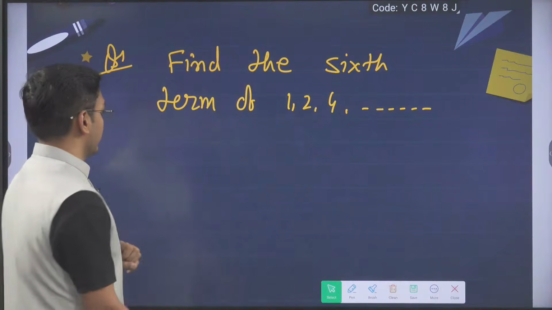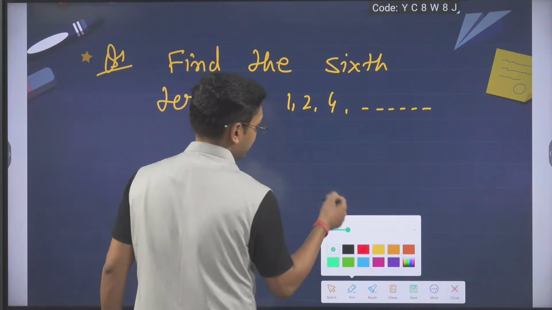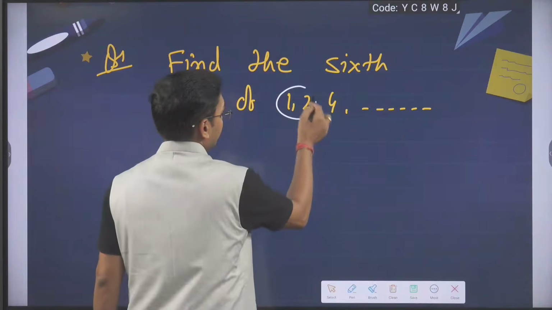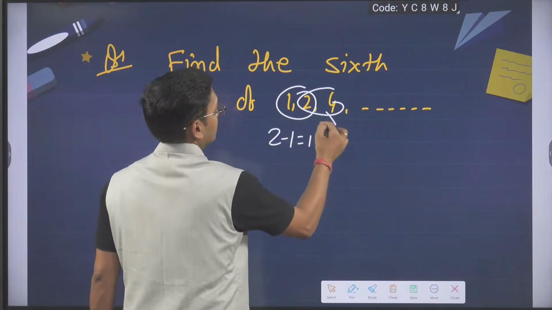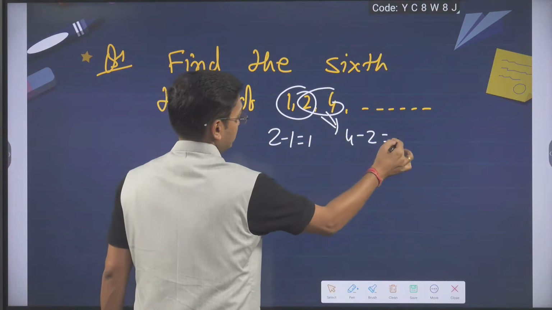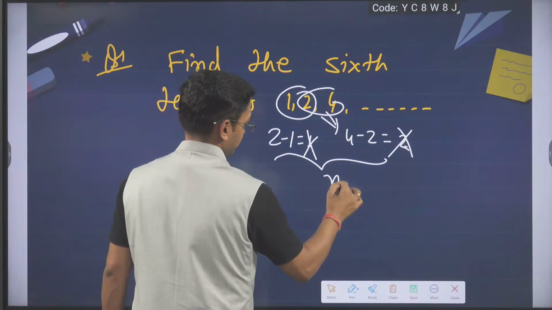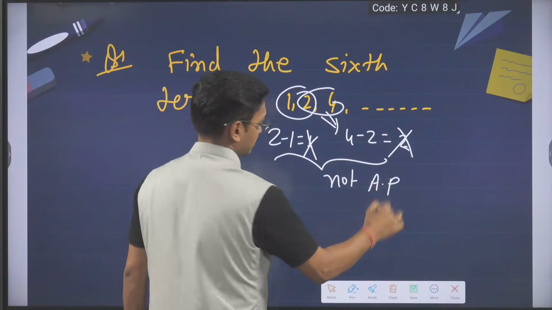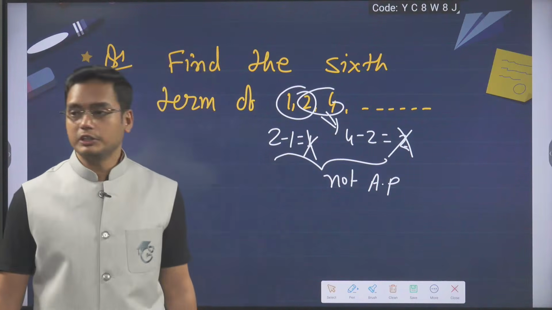So first I'm checking whether it is AP or not. Here 2 minus 1 is 1, then 4 minus 2 is equal to 2. These two are not the same. That's why we can say this is not AP. I got one answer also. Navdeep is saying the answer is 32.